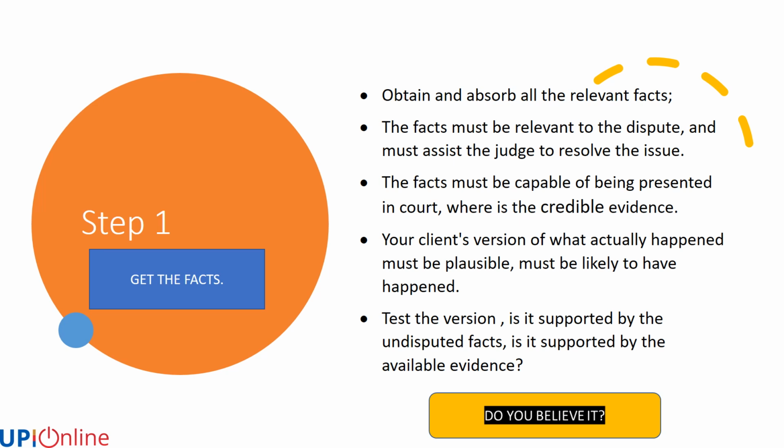Where is the credible evidence? Your client's version of what actually happened must be plausible, must be likely to have happened. Test the version. Is it supported by the undisputed facts? Is it supported by the available evidence? And do you believe it?